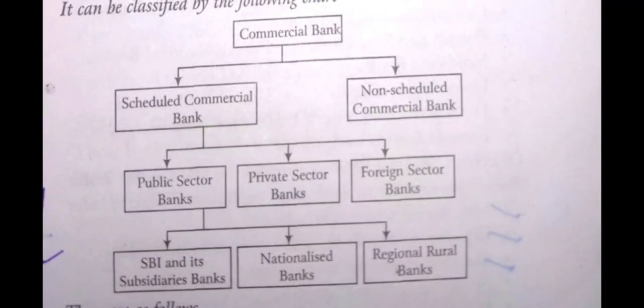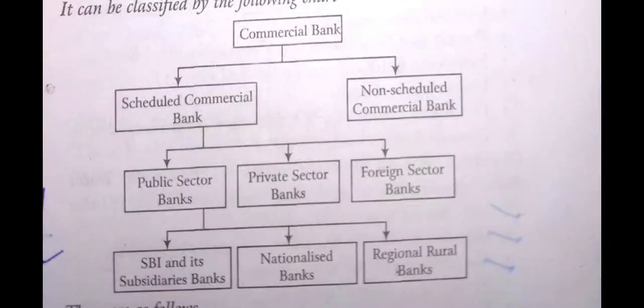Now, the next concept is types of bank. There are two types of bank. One is commercial bank and the other is cooperative bank. In this video, we are going to learn about commercial bank. Commercial banks are established with the objective of collecting money from the general public and giving loans to the general public by way of cash credit, overdraft, etc.